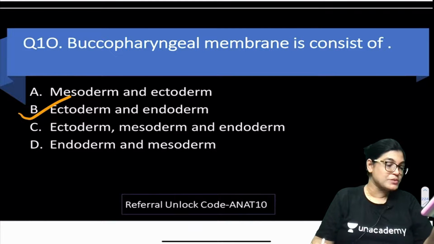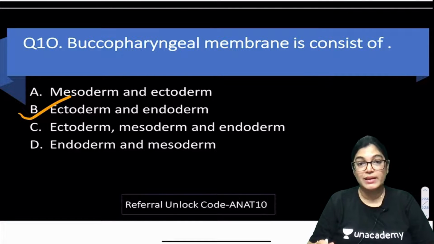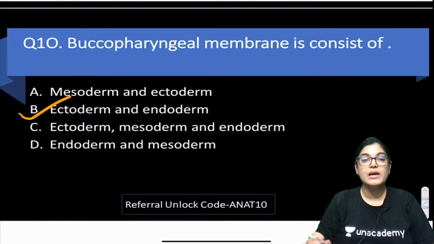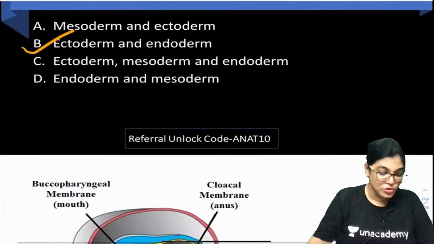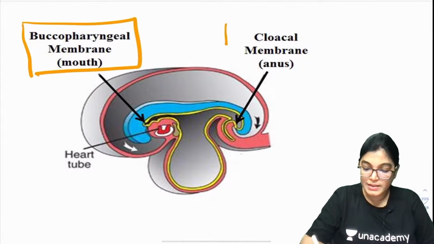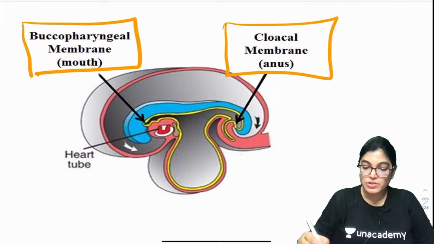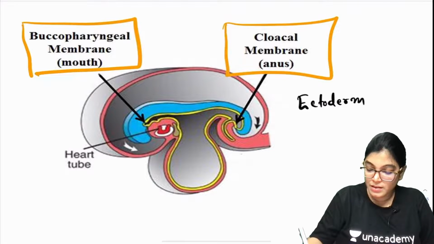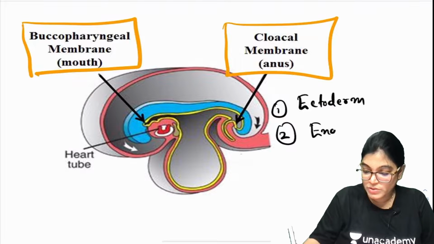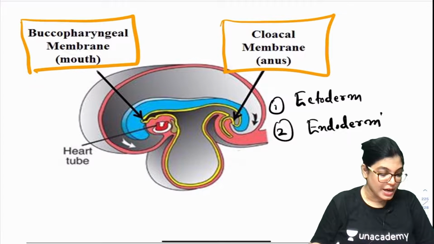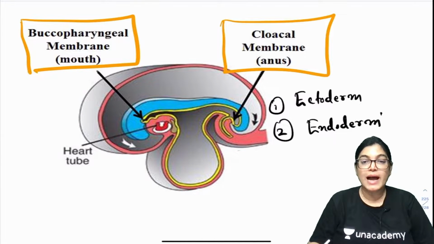Cloacal membrane, yes, absolutely right dear. So Sarans Acharya has given the absolutely right answer. Yes, buccopharyngeal membrane and cloacal membrane. These are the two areas where we have just ectoderm and endoderm, no intervening mesoderm. So see here, this is the buccopharyngeal membrane and this is the cloacal membrane. These are the two structures which consist of only two layers: one is the ectoderm and the other is endoderm, no mesoderm. Absolutely right Sarans Acharya and absolutely right Shrija, absolutely right dear.